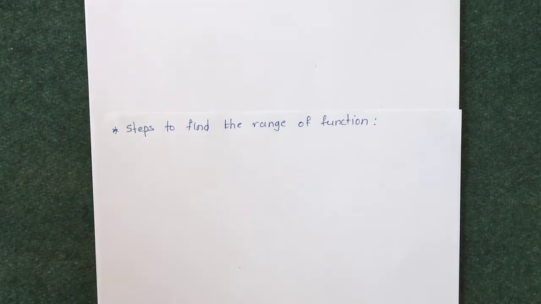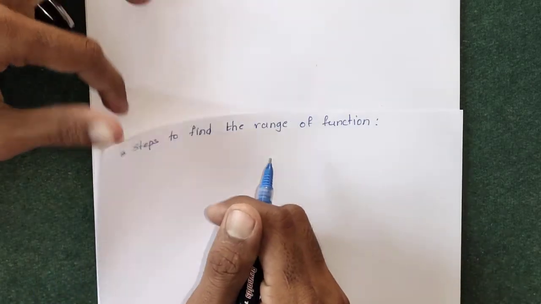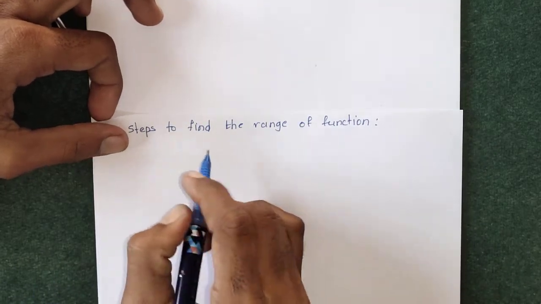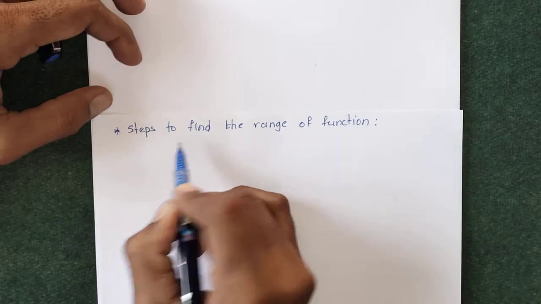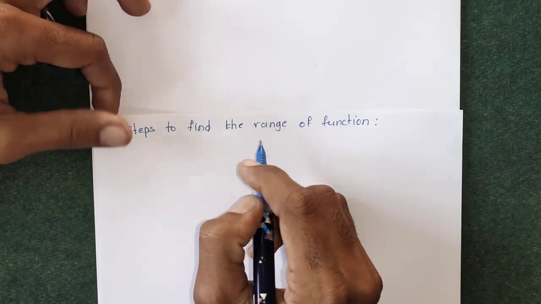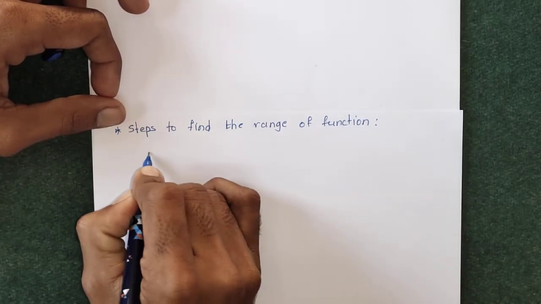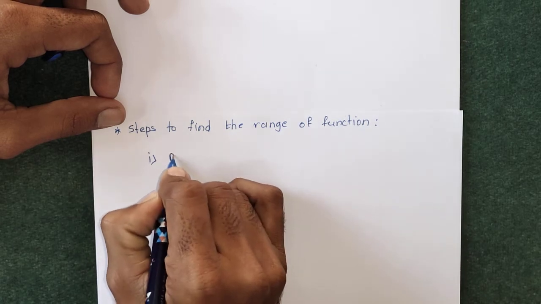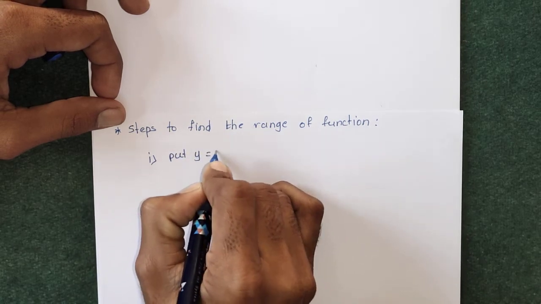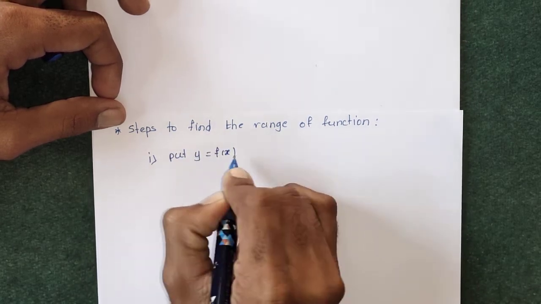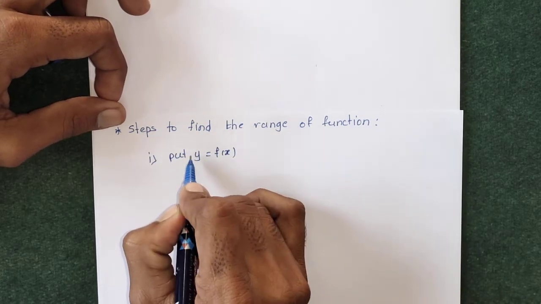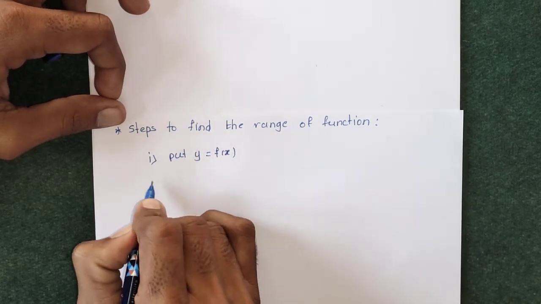There are three basic steps. By following these steps we can find the range of the given function. The first step is to put y equals f of x. If we are given f of x equals something, then we have to put y equals f of x.